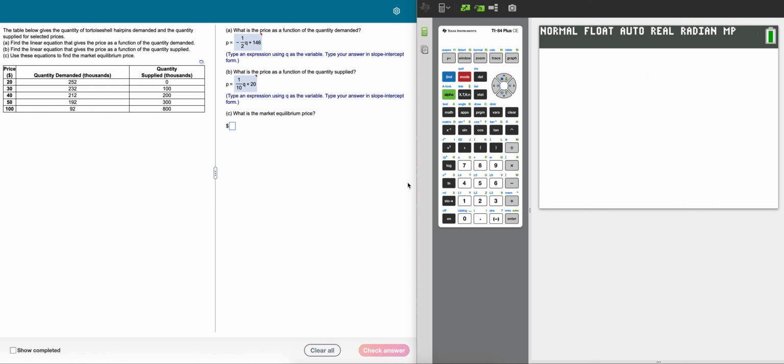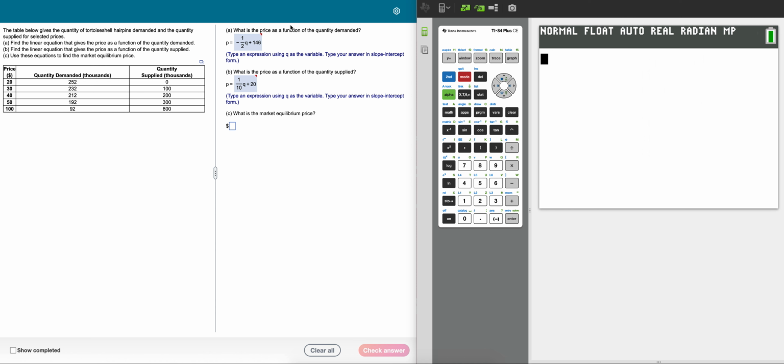For this problem, we're given a table here that has the quantity demanded and then the quantity supplied for a given price, and this is for some hairpins. It's asking you to find the linear equation that gives price as a function of the quantity demanded, and then a second function that gives price as a function of quantity supplied, and then it wants you to find market equilibrium. So this problem came from an Ask My Instructor. So you'll see there's some answers already filled in. I'm going to walk you through where these come from here.